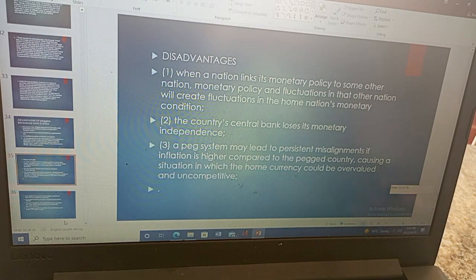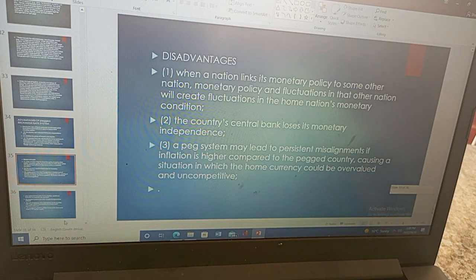Now, the last one before I call it off for today's session is the disadvantages. Basically, I tried not to talk too much or explain too much, so as not to get many people confused on this particular one. The disadvantages are that when a nation links its monetary policy to some other nation's monetary policy, fluctuations in that other nation will create fluctuations in the home nation's monetary conditions. That is one of the disadvantages.